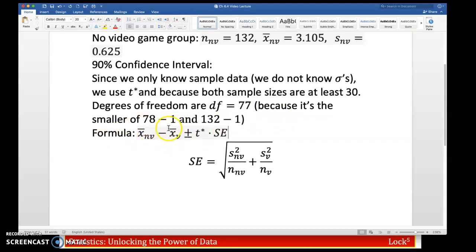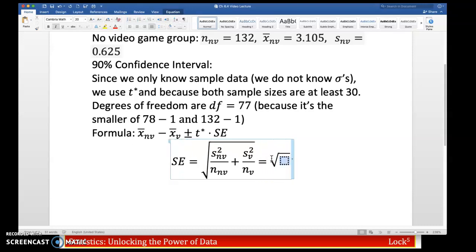Degrees of freedom are the smaller of the two sample sizes minus 1, so 77. Our formula for the confidence interval is the difference of the two sample means plus or minus t-star times the standard error. And we finished the last video as I was going through the standard error formula: the sample standard deviation squared over each sample size, add them together, and then take the square root.